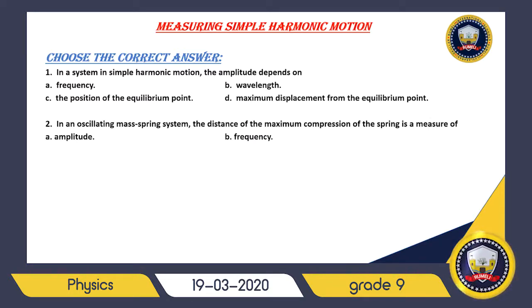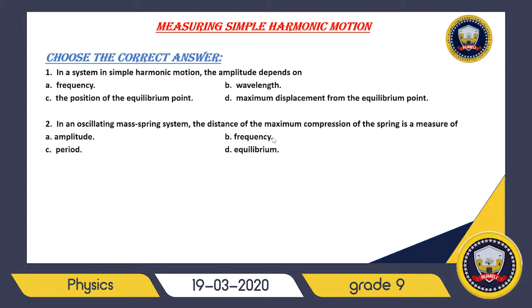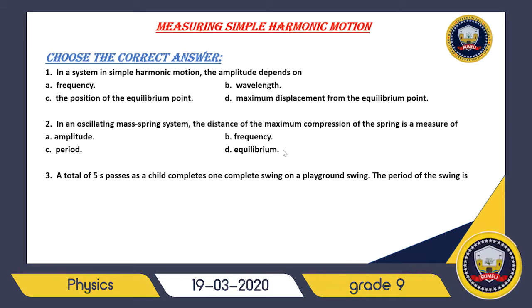What about in an oscillating mass spring system? The distance of the maximum compression of the spring is a measure of amplitude, frequency, period, or equilibrium. What does it mean? The maximum compression in the mass spring system refers to, yes, again amplitude, because amplitude means the distance of the maximum compression away from the equilibrium point or the maximum displacement away from the equilibrium point. Both of them are the same. So here it will be D and here it will be A, amplitude.